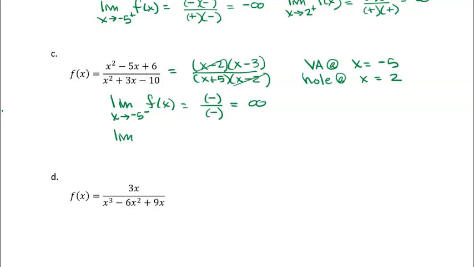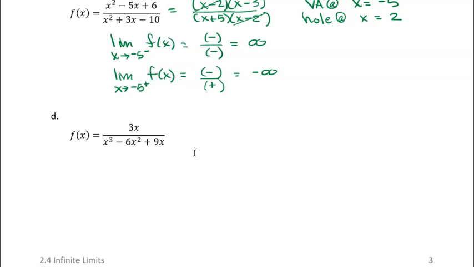And the limit as x approaches negative 5 from the right. The numerator is still going to be negative, because negative 5 minus 3 is negative. And now we're approaching negative 5 from the right, so the denominator is going to be positive. And so this is going to be negative infinity. All right, one more to go.